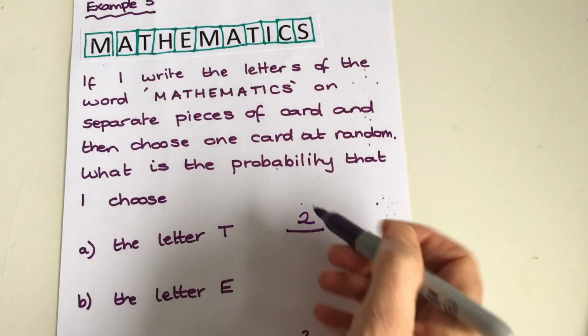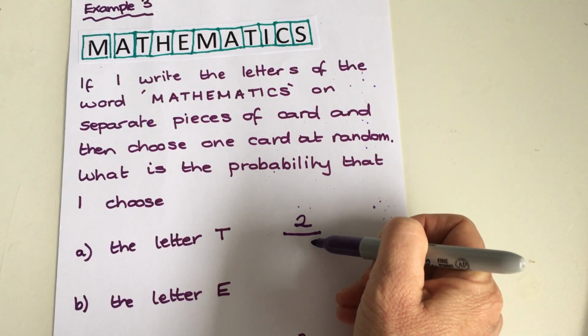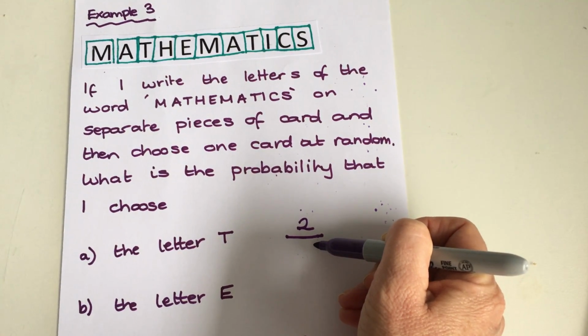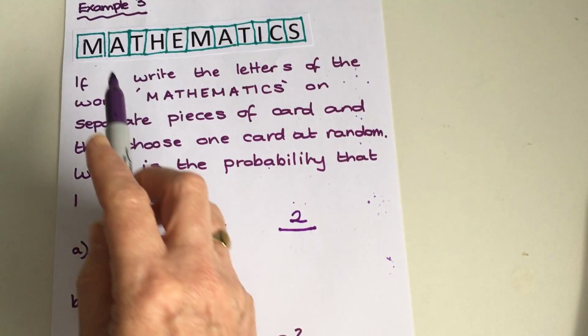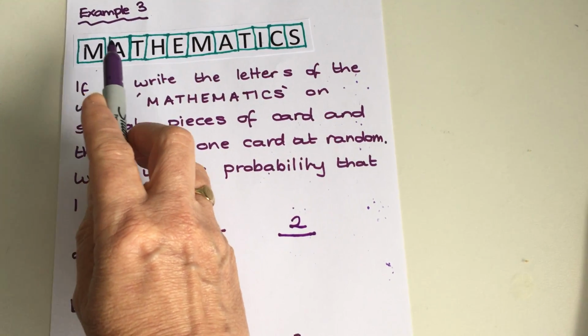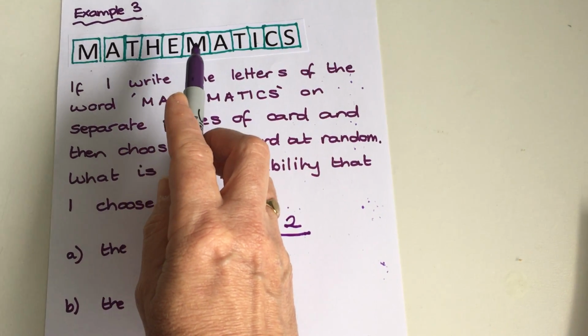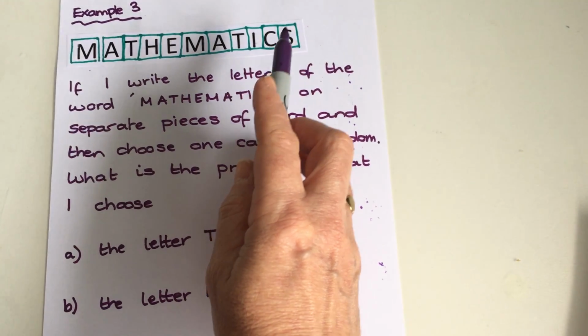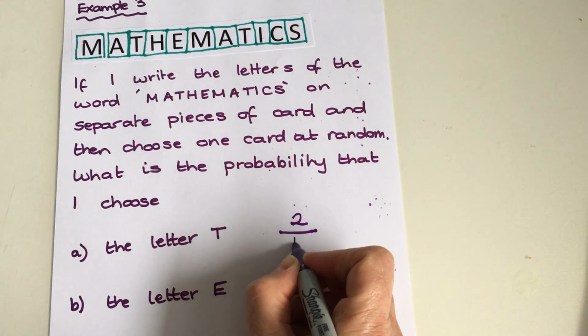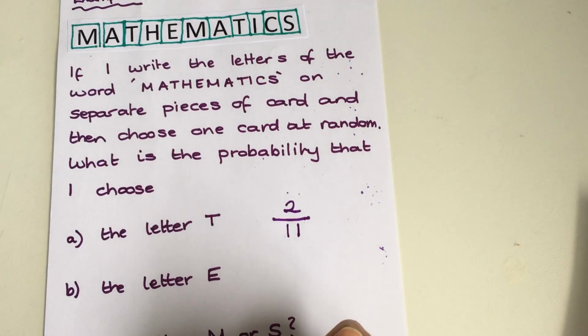And then on the bottom number, the denominator, we need to know how many different possibilities I could have picked. So we count up how many letters, 1, 2, 3, 4, 5, 6, 7, 8, 9, 10, 11. So the answer is 2 over 11.